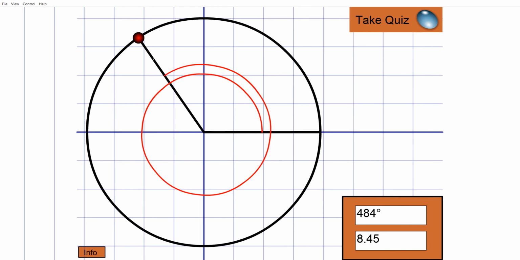Does anybody know what that bottom number is? Right, well, that's the other way we can measure an angle besides degrees. So I'll show you by the end of class, how do you get 8.45 from 484? Okay, what do you do?